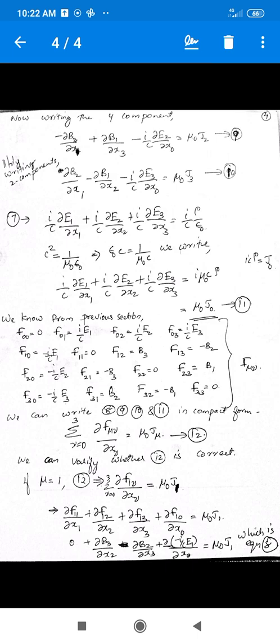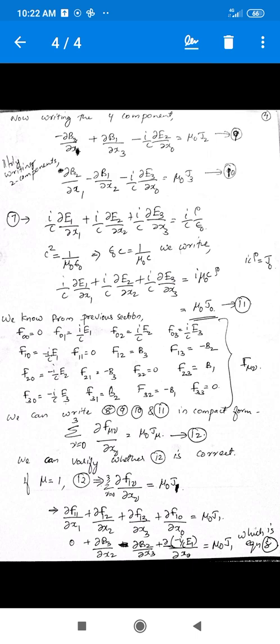So this equation 12 represents the field tensor equation in relativistic dynamics. All the Maxwell's equations are combined there. So we can verify whether 12 is correct. If 12 is correct, we can verify it by putting values mu is equal to 1 and mu is equal to 2. All the values you can check. We have done only one here.